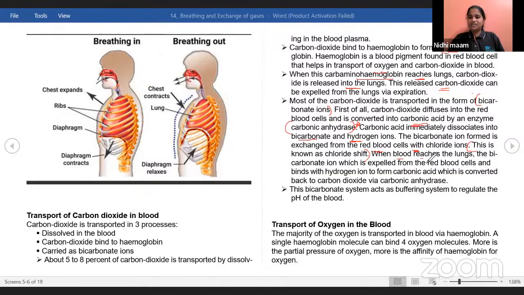So when blood reaches the lungs, bicarbonate ion which is expelled from the RBCs binds with the hydrogen ion to form carbonic acid, which is converted back to carbon dioxide via carbonic anhydrase. So lungs ಗೆ ಅದು ರೀಚ್ ಆದಾಗ RBC ಇಂದ ಬೈಕಾರ್ಬೋನೇಟ್ ಅಯಾನ್ ಹೊರಗಡೆ ಹೋಗುತ್ತೆ. ಹೊರಗಡೆ ಹೋಗಿ ಹೈಡ್ರೋಜನ್ ಅಯಾನ್ ಜೊತೆ ರಿಯಾಕ್ಟ್ ಆಗಿ ಮತ್ತೆ ಕಾರ್ಬೋನಿಕ್ ಆಸಿಡ್ ಆಗತ್ತೆ. Carbonic acid again is converted into carbon dioxide. So this bicarbonate system acts as a buffering system to regulate the pH of the blood.